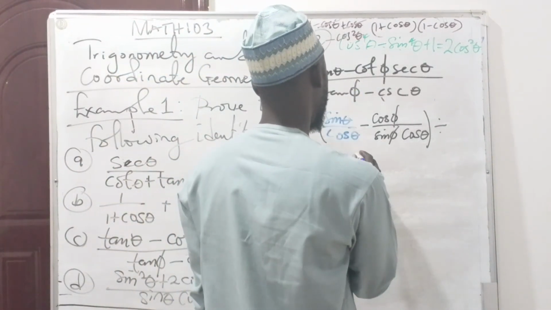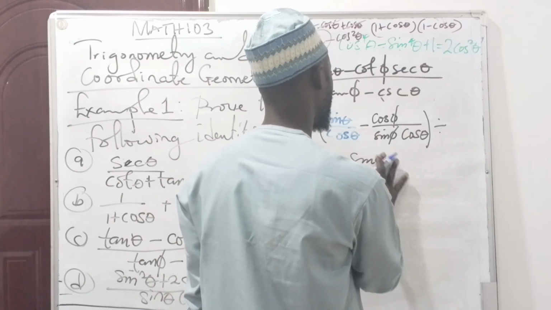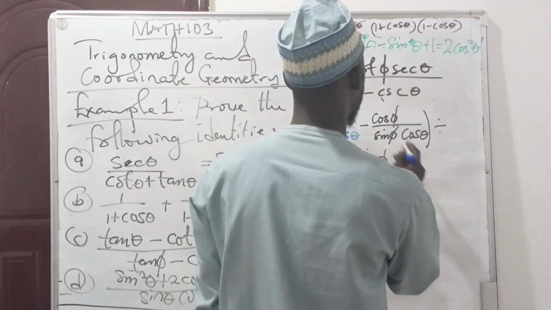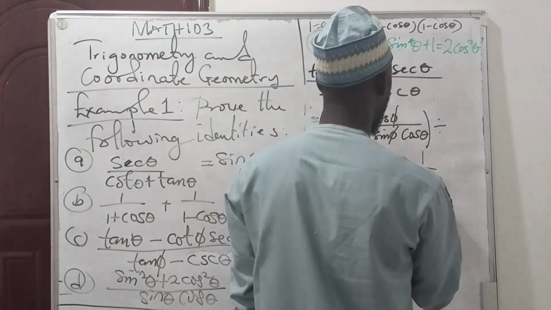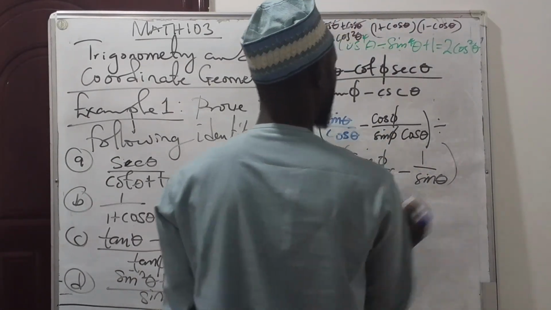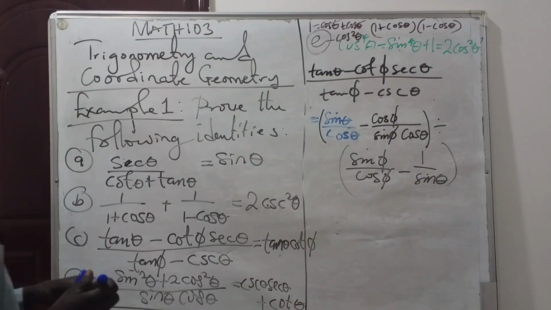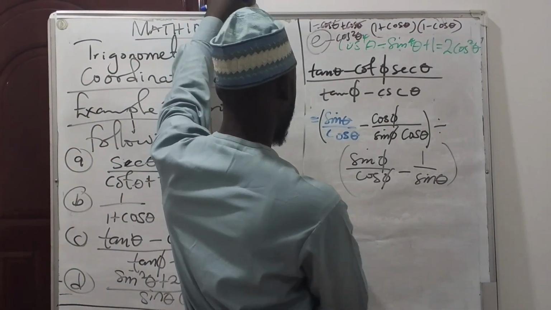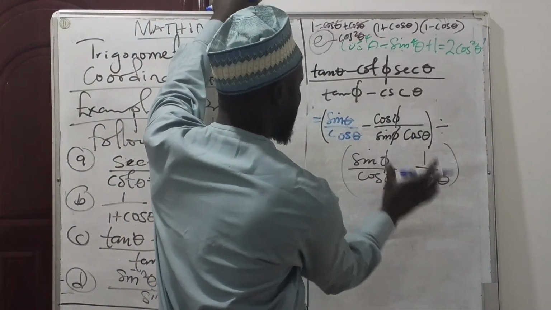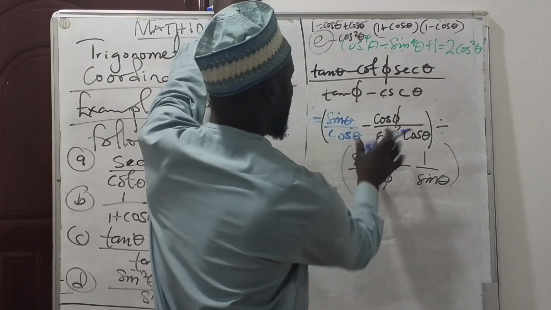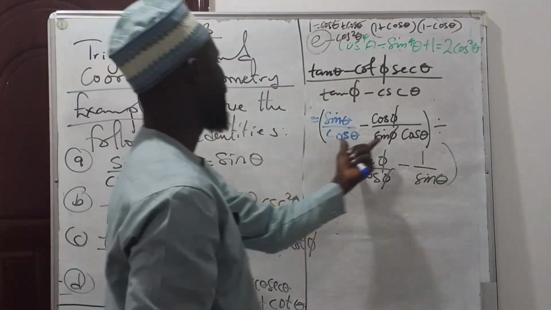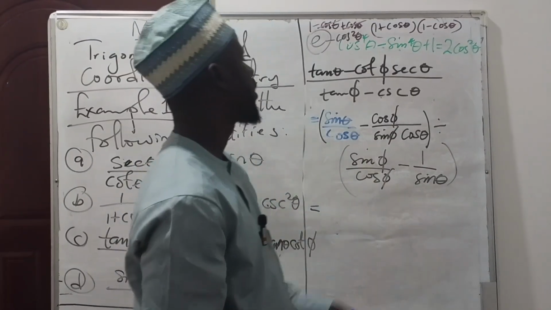So tan phi is sine phi over cos phi minus cosec theta, which is just 1 over sine theta. So this is the denominator. While it is the denominator, I write this to be equal to, so you see here is a fraction, here is also a fraction. Now to resolve this fraction or to simplify this addition, we take the LCM of this and also the LCM of this individually.